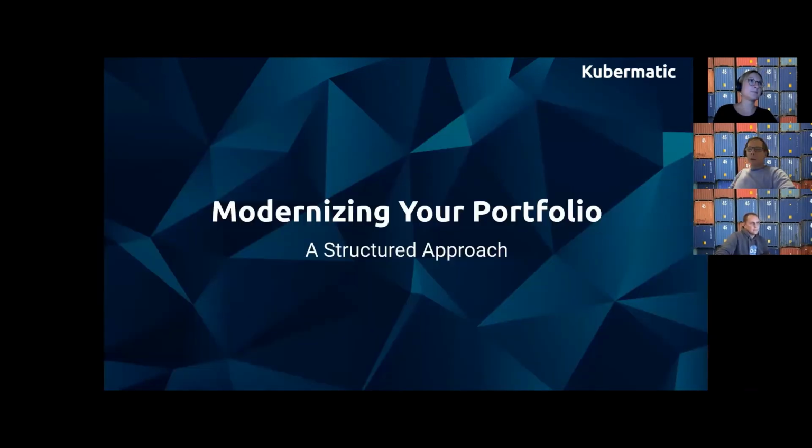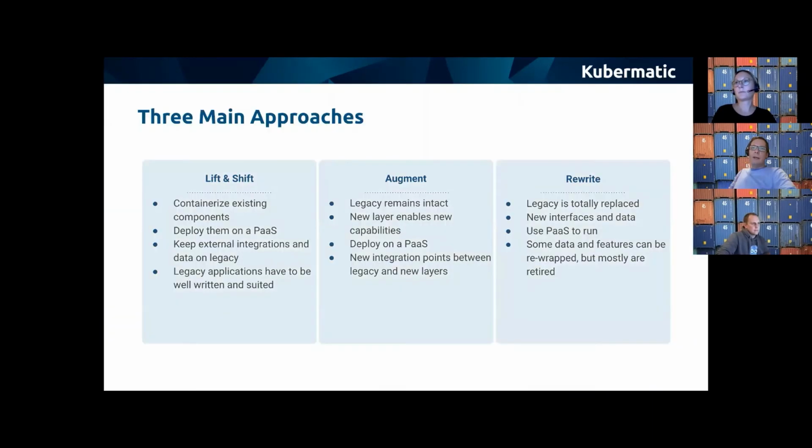So when we are talking about modernizing your portfolio in a structured approach, we see that there are 3 main approaches you can follow. Either what you maybe know, lift and shift with containerization of existing components, augment where you enable capabilities via new layers, or complete rewrite of the entire software. I think at least lift and shift a lot of people know. Rewrite, everyone has heard about it and was thinking, oh, that's very expensive. Or maybe there's augment. So let me introduce you to the 3 approaches, how we see it, and what would maybe be the best way for you.